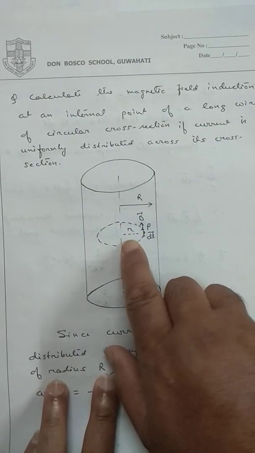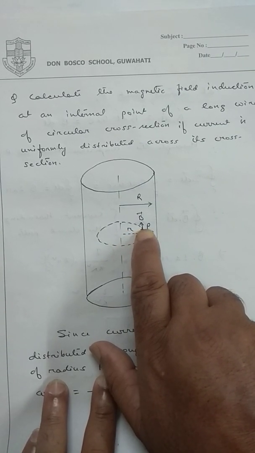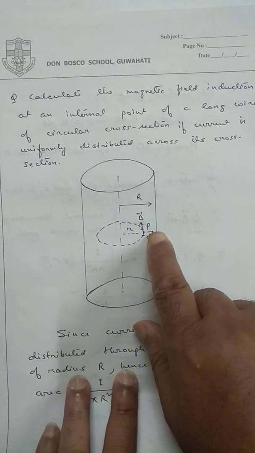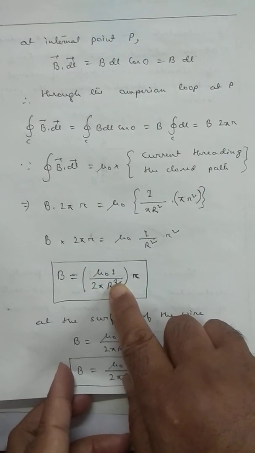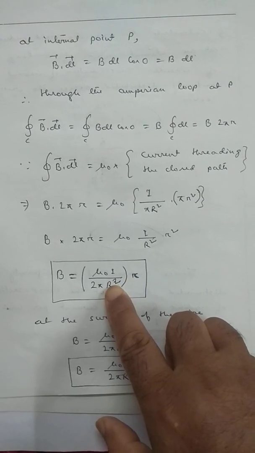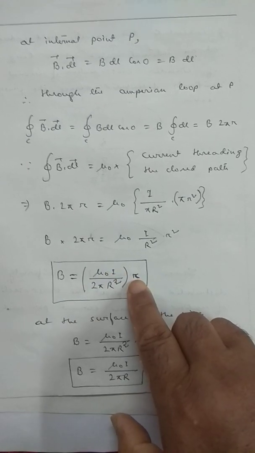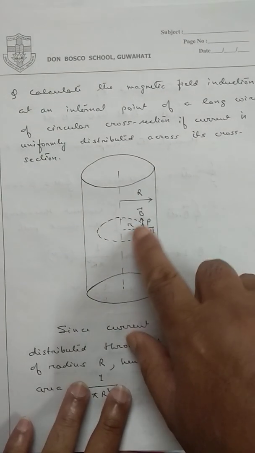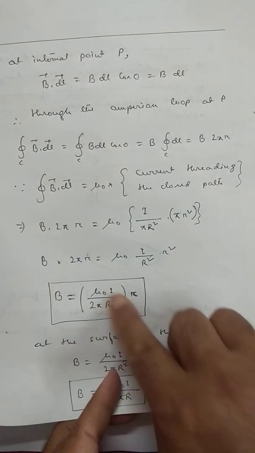That means if the wire is a thick wire, as we move away from the axis of the thick wire, the value of magnetic field induction increases, and at the surface it becomes maximum. From where do I make this conclusion? I make this conclusion from this equation: mu 0 I by twice pi R squared into small r. Capital R is the radius of the wire, it is constant. Other terms are constant. Only small r is varying. As I move away from the axis to the surface, small r increases, therefore the value of magnetic field also increases.